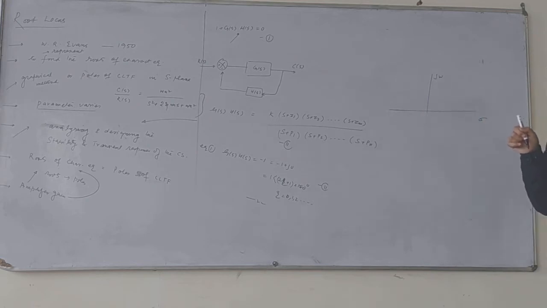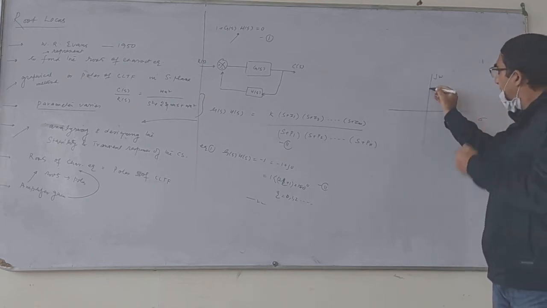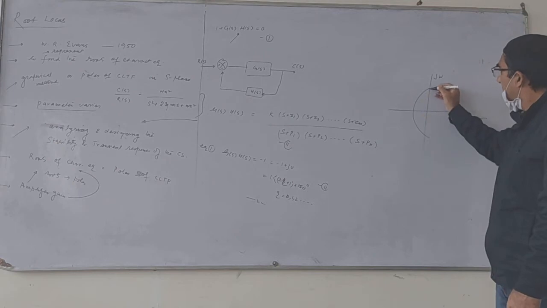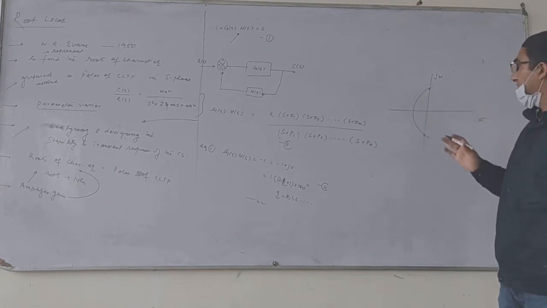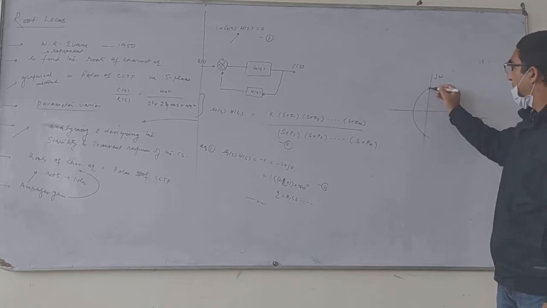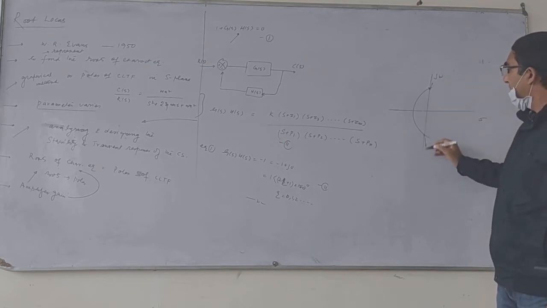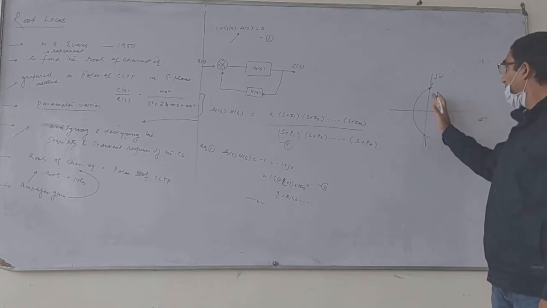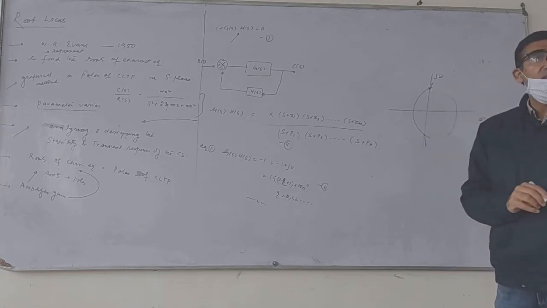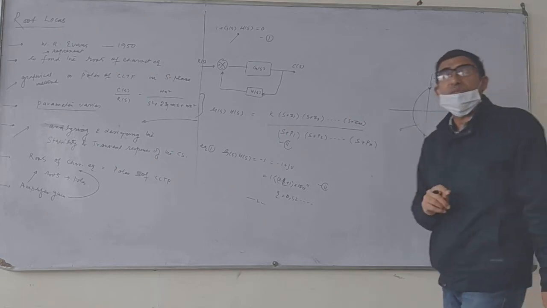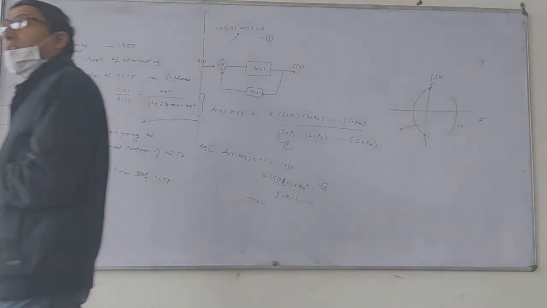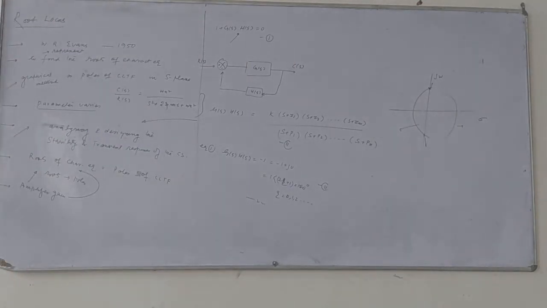Now, once we have drawn the root locus diagram, it is very easy for us to ascertain the stability of a control system with the naked eye. If the roots lie on the j-omega axis, it is marginally stable. If the roots are completely to the right of the S plane, it is an unstable system, and if they are towards the left of the S plane, it is a stable system. So we represent them, and then only we can say whether the system is stable or not.